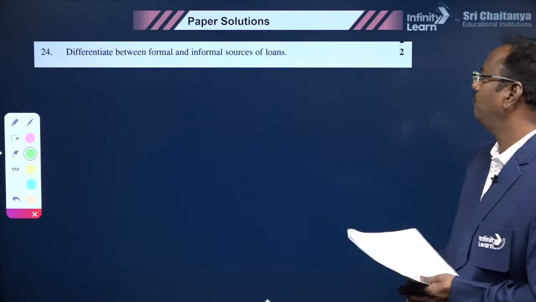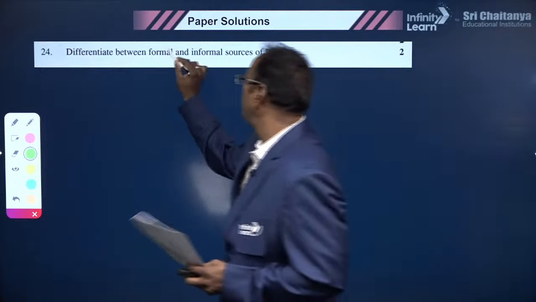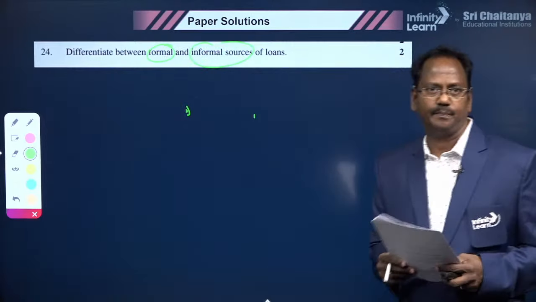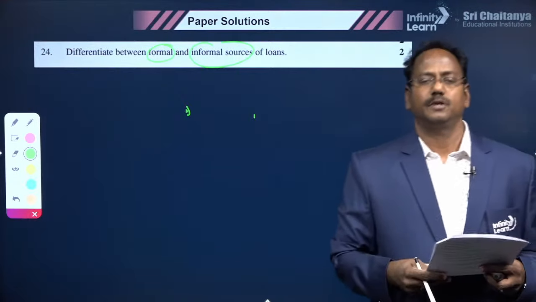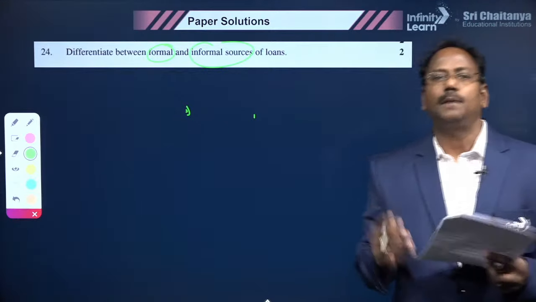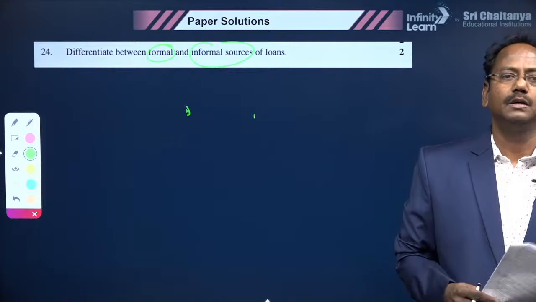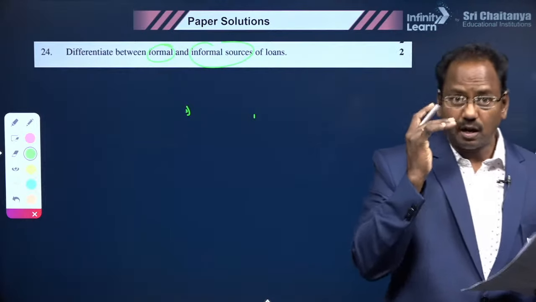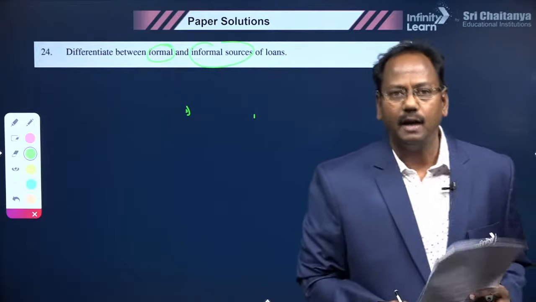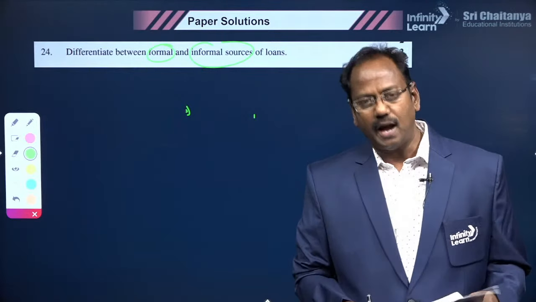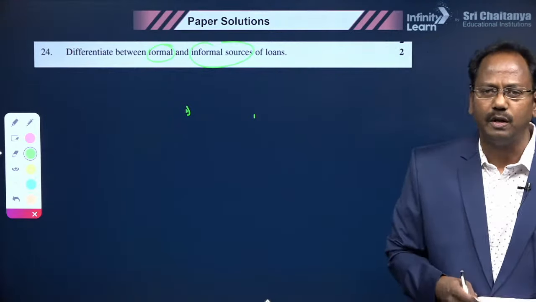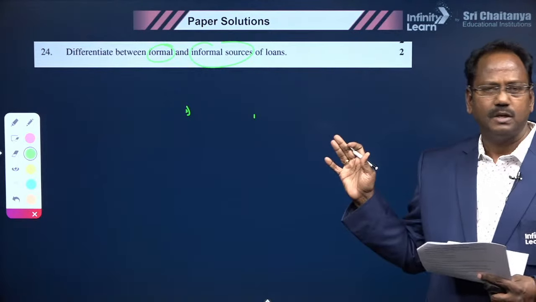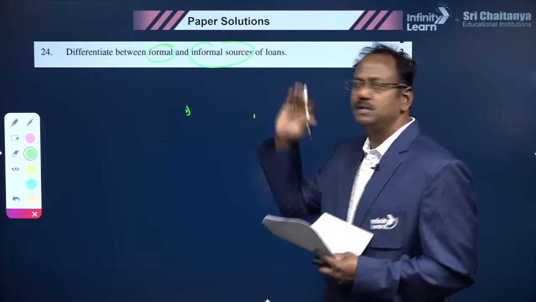Now you see here, formal sources of loans first, and the second is informal sources of credit. So what are the formal sources of credit? All the commercial banks and financial institutions run under the control of RBI and the government, like chit fund companies might be, or even insurance companies, and all the commercial banks. So these come under the formal sector.